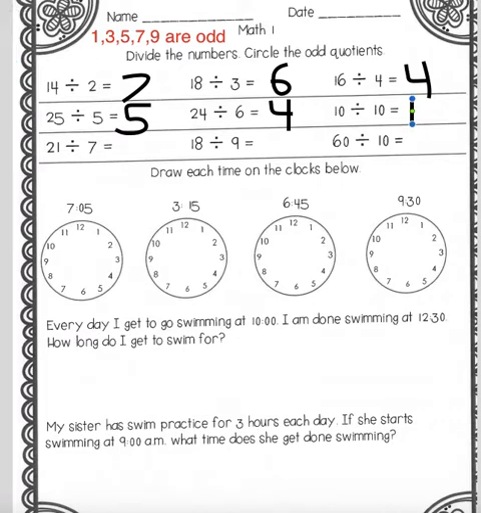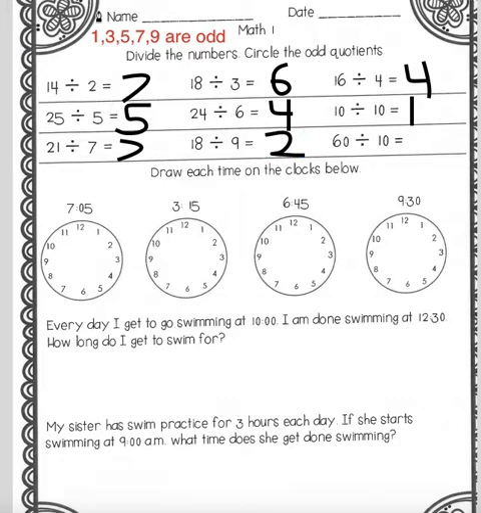21 divided by 7, we are thinking about our multiples of 7. See how many times 7 goes into 21. Let's count by 7s. 7, 14, 21. So 21 divided by 7 would equal 3. 18 divided by 9, we are thinking about our multiples of 9. So 9, 18, which would mean that 18 divided by 9 equals 2.